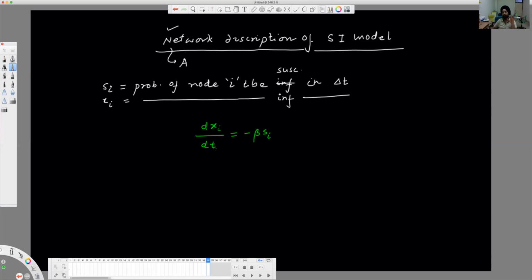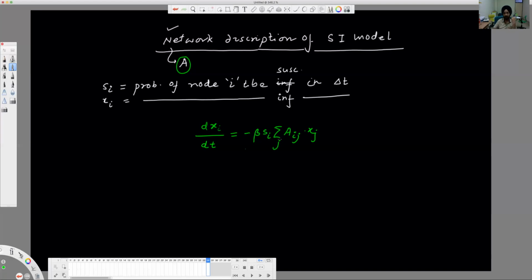For some of the friends of node i, there will be a low probability of infection, so the xj value will be small. For some, it will be large. So we need to sum it up, right? And how can we sum it up? We use the adjacency matrix. So we sum over j, Aij times xj, right? This is the change in xi.